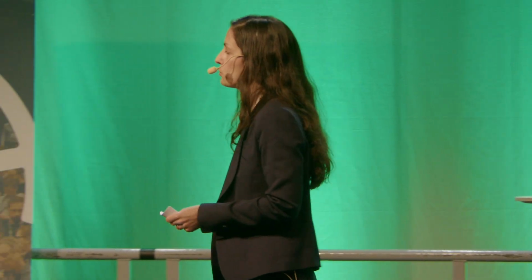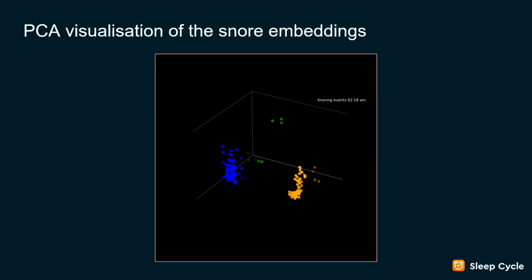So we get something like this for a night with 2 people sleeping. And here you can see the clock. We fast forward the night, and each dot here represents a snore embedding. We use principal component analysis just so that we can visualize it in 3 dimensions. And the line that you see is a line that we draw from the current snore to the next. So we can actually see that there are 2 people snoring interchangeably.